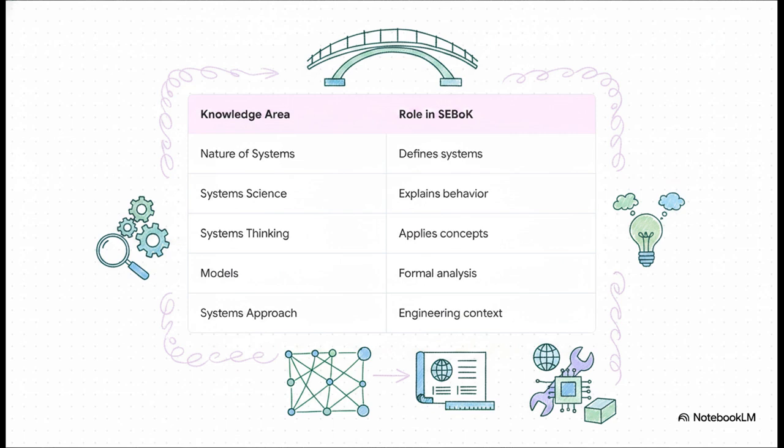It starts with the nature of systems, which defines what systems are and how they are described. Then, smack in the middle sits system science, explaining how systems behave and organize across domains. From there, it flows into systems thinking to apply those concepts, representing systems with models to provide formal tools for analysis, and finally, systems approach applied, which brings it directly to engineered systems. System science is the theoretical core, entirely embedded within this broader ecosystem.